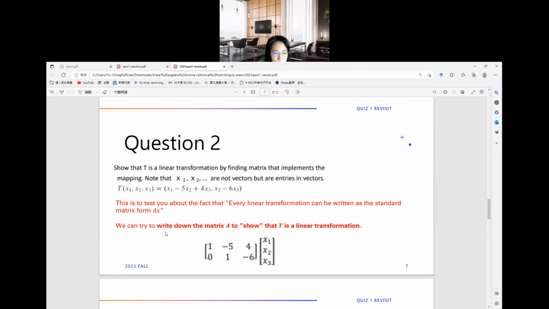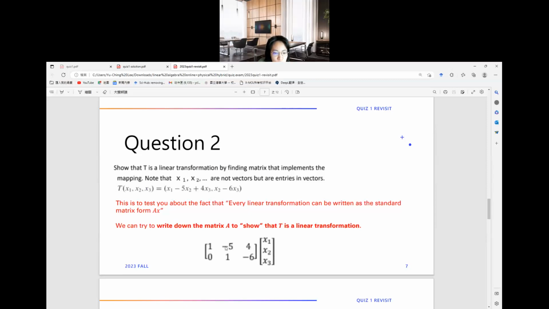So we can go ahead to write down the matrix A. So we can just do the observation. And we find out that if we write x1, x2, x3 as a vector right here, and by observation, we find out that the first equation is actually 1 times x1 and minus 5 times x2 plus 4 times x3.